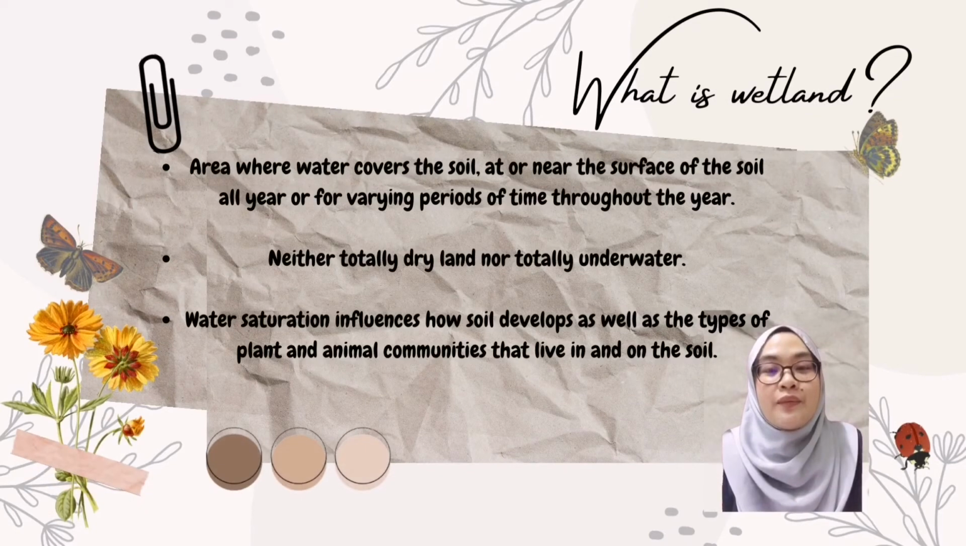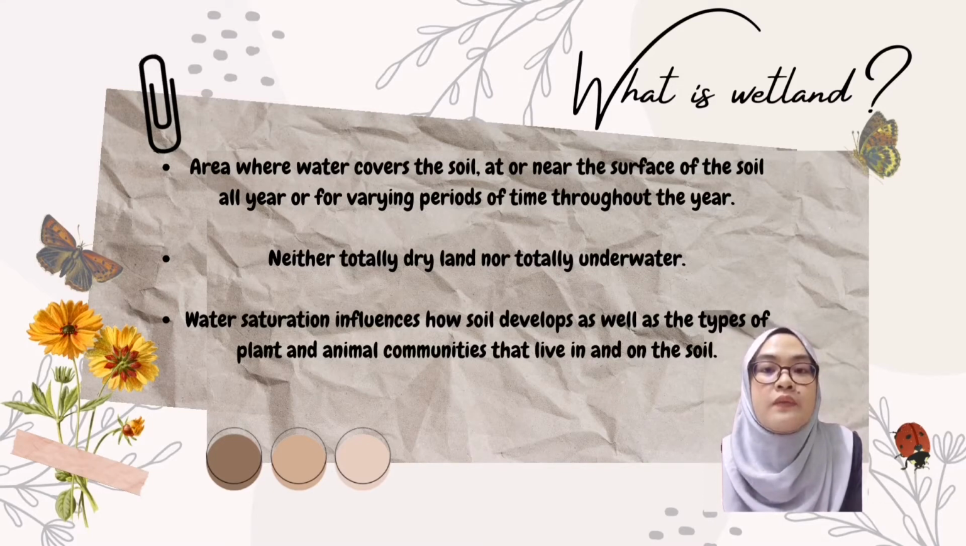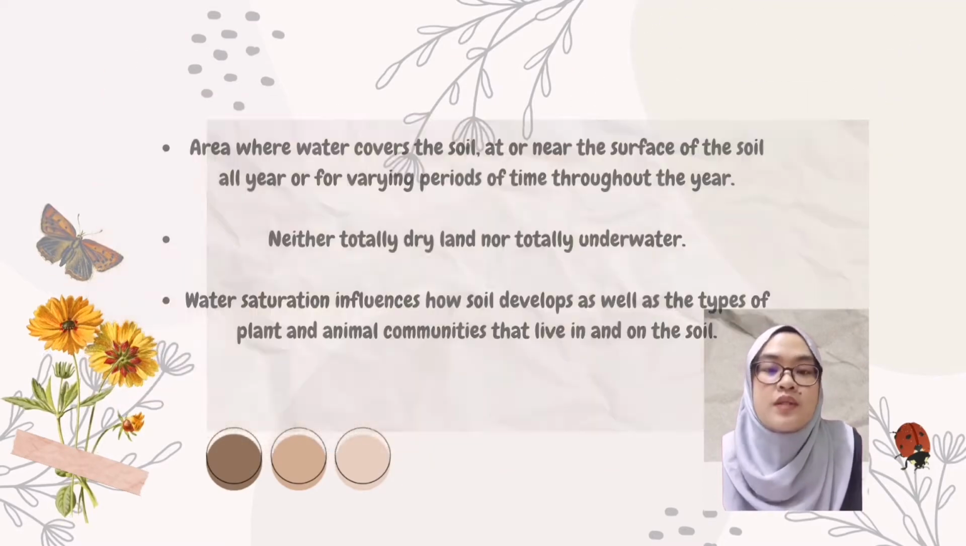I'm going to start the video by introducing what wetland is. So wetland is an area where water covers the soil at or near the surface of the soil all year or for varying periods of time throughout the year. This includes the growing season. Wetlands are transition zones, so they are neither totally dry nor totally underwater because they have both characteristics. Water saturation, which is hydrology, influences how soil develops as well as the types of plant and animal communities that live in or live on the soil.